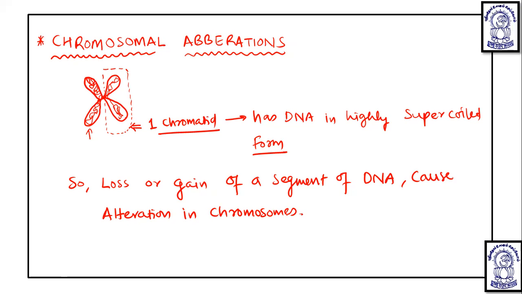Now the question is, which types of chromosomal aberration are seen? There are four types of chromosomal aberration which we are going to discuss. Here the deletion, addition or loss of a segment of DNA causes alteration in chromosome, so there might be a possibility of alteration of the genes present in this chromosome. Now it is of different types, so let's discuss them. The first type is deletion in case of chromosome.